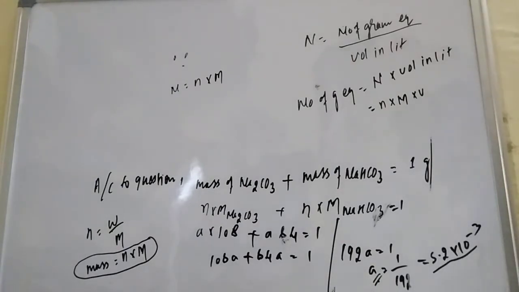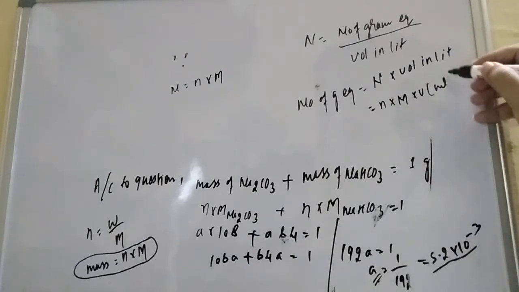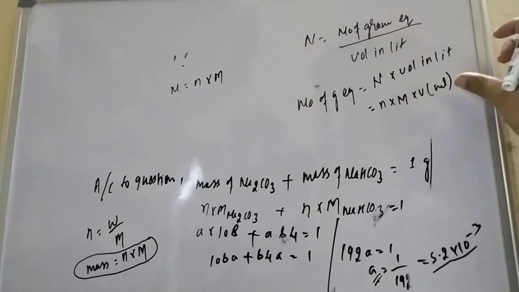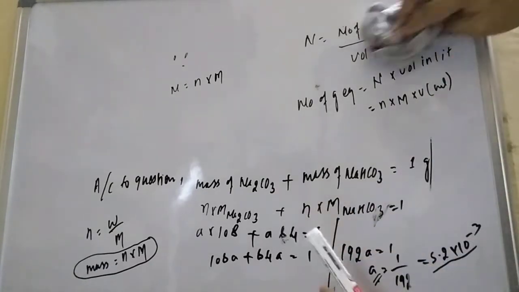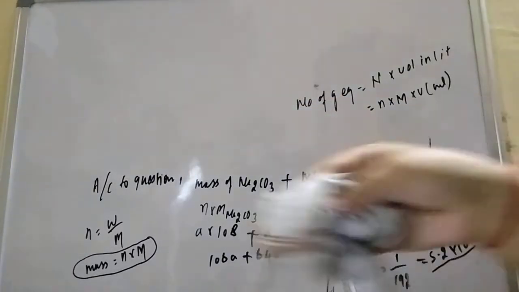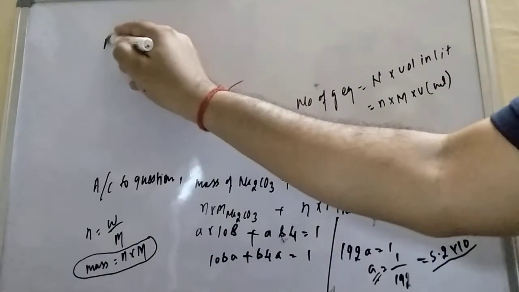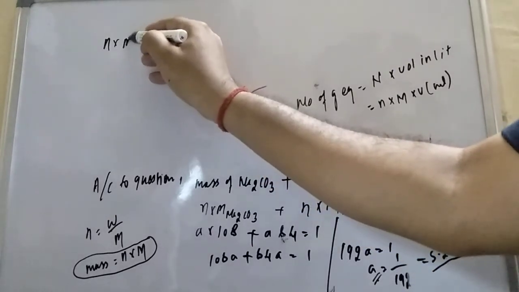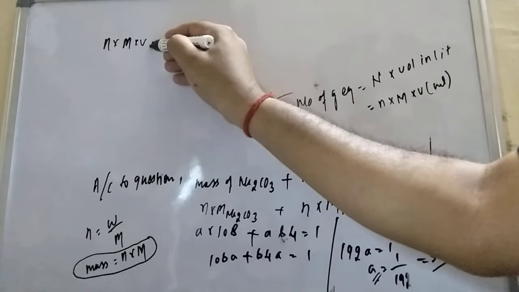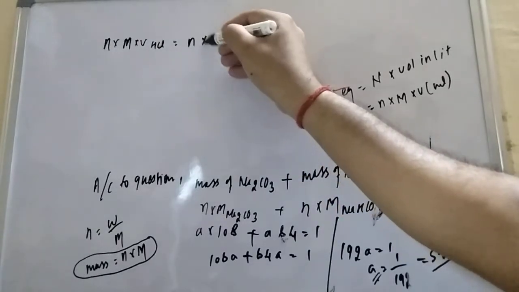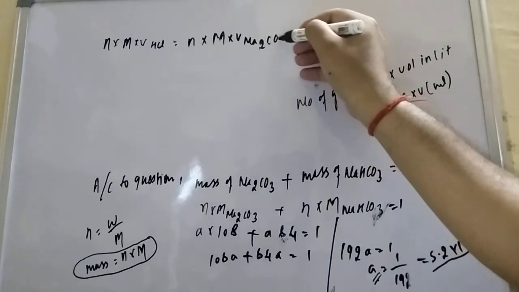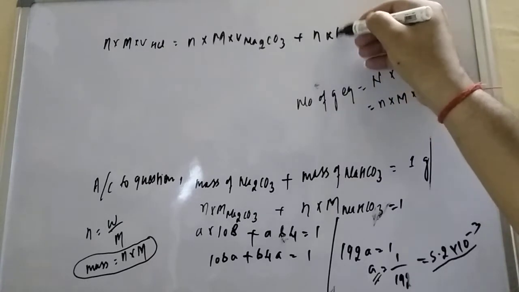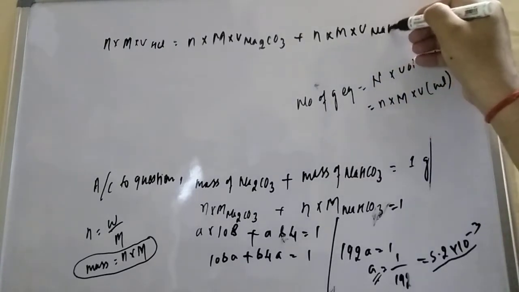Volume they are asking in ml. So what do we have to do? We have to multiply by 1000. So let us frame the equation for this neutralization reaction. We can write N into M into V for HCl is equal to N into M into V for Na2CO3 plus the same, N into M into V, for NaHCO3.